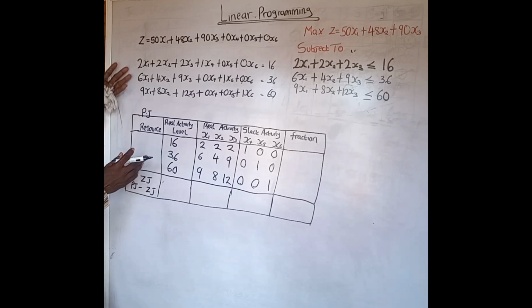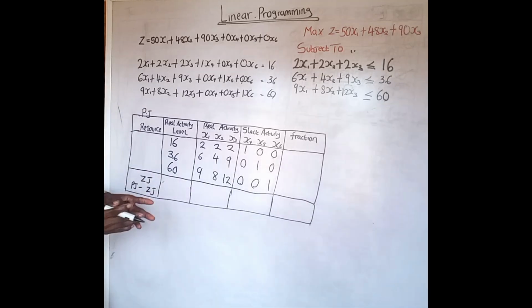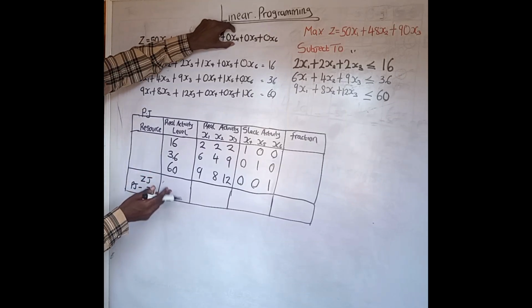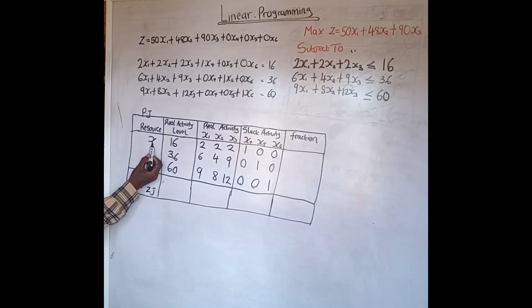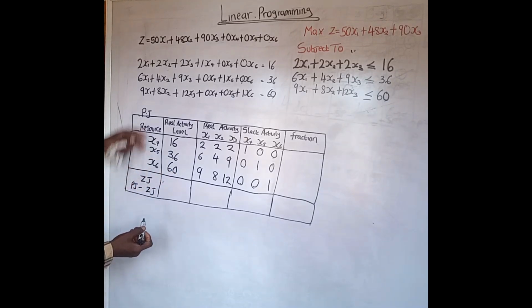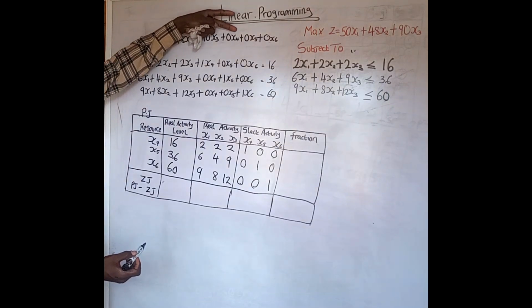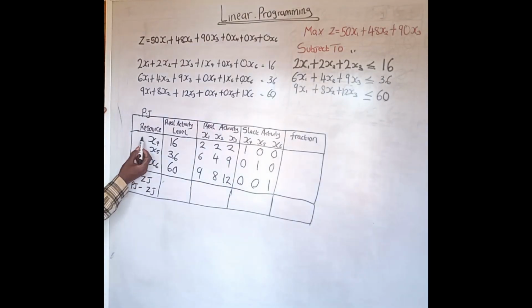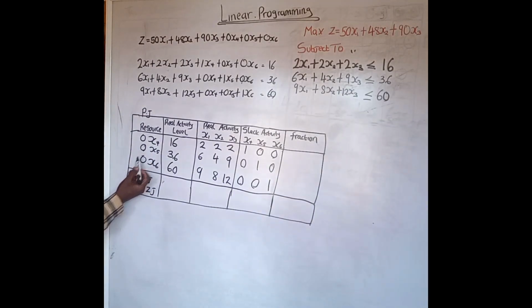If you look at this resource level, I told you that for constraint 1, the slack variable that belongs to constraint 1 is x4. Therefore, you are going to go to your objective function and write out x4. So x4 belongs to this place, and x5 belongs to this place, and x6 is for the third constraint. Now go to your objective function, look at the coefficients of x4, x5, and x6. They are all 0, so you are going to be having 0, 0, 0 as the coefficients.